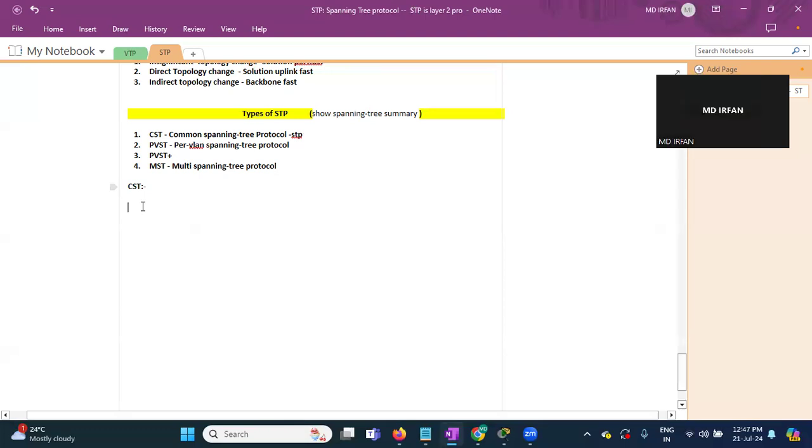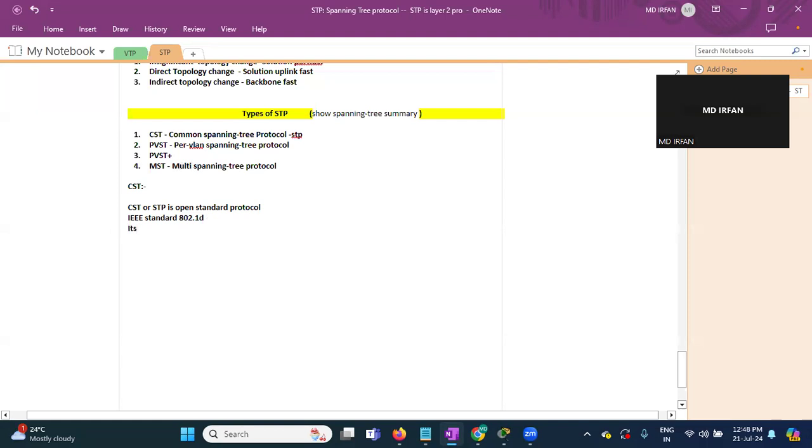So CST stands for Common Spanning Tree Protocol. CST, or STP you can say, is an open standard protocol. It's also known as the IEEE standard 802.1D. Every standard protocol has a standard. So this STP standard is 802.1D, and when we say MST, it is 802.1s. Like that. It's an open standard.